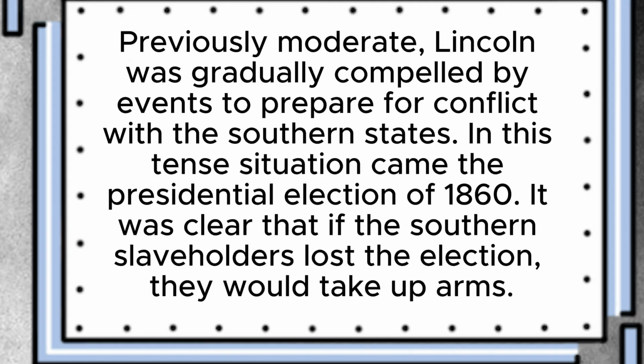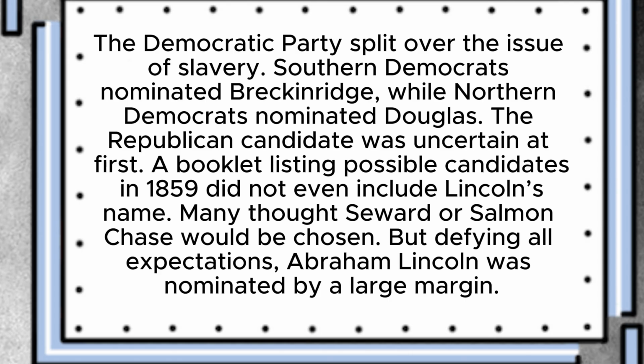In this tense situation came the presidential election of 1860. It was clear that if the Southern slaveholders lost the election, they would take up arms. The Democratic Party split over the issue of slavery. Southern Democrats nominated Breckinridge, while Northern Democrats nominated Douglas. The Republican candidate was uncertain at first. A booklet listing possible candidates in 1859 did not even include Lincoln's name. Many thought Seward or Salmon Chase would be chosen. But defying all expectations, Abraham Lincoln was nominated by a large margin.